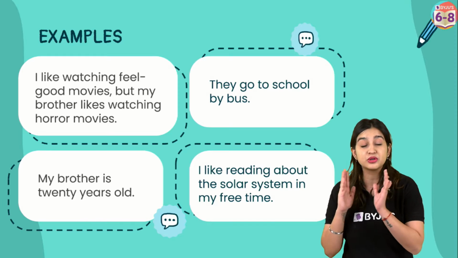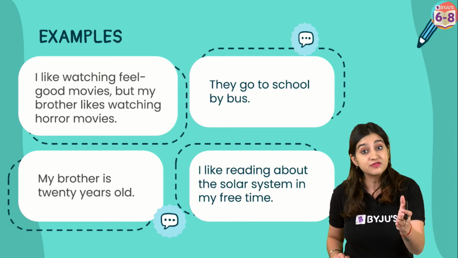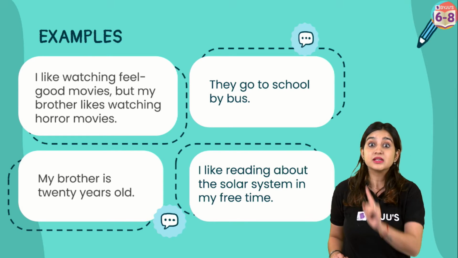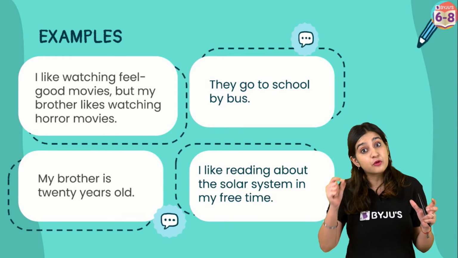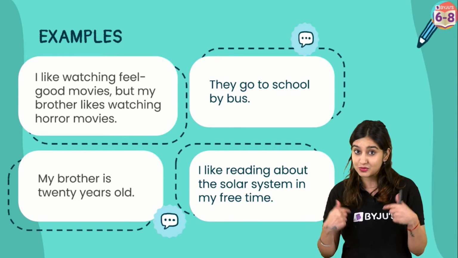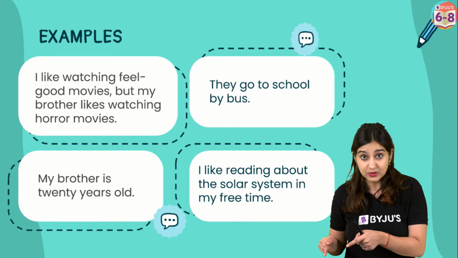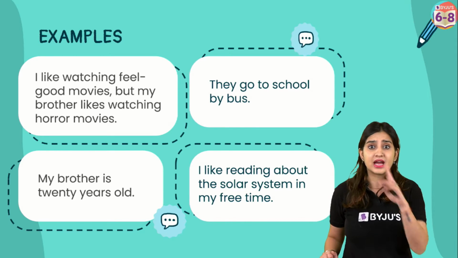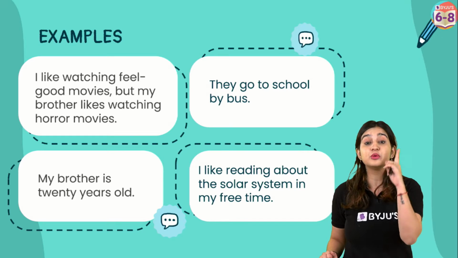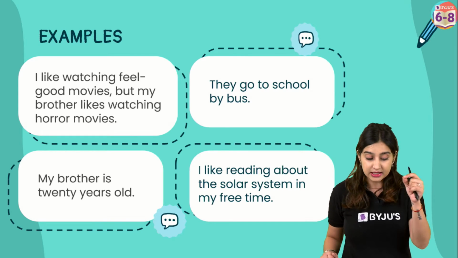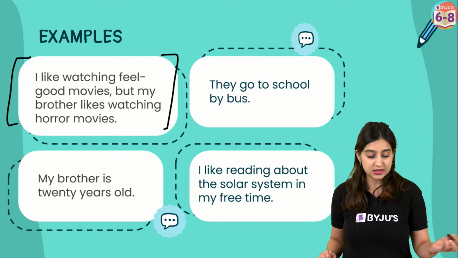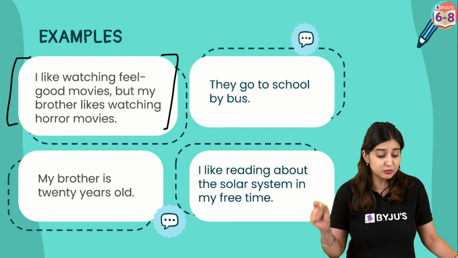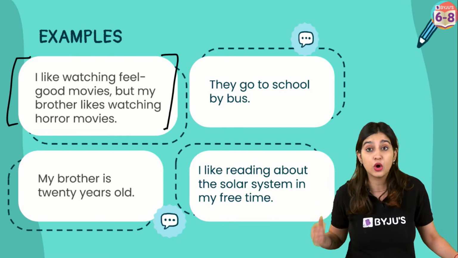The words that I want to highlight, the words that I want to emphasize, I take my voice up for those words. So in normal declarative sentences, you're going to have falling intonation at the end, which means your voice will come down at the end, and you will have rising intonation, or your voice will go up, for the words that you want to highlight. Another thing to notice is, pay attention to this example now. I'll read it out again. I like watching feel-good movies, but my brother likes watching horror movies.